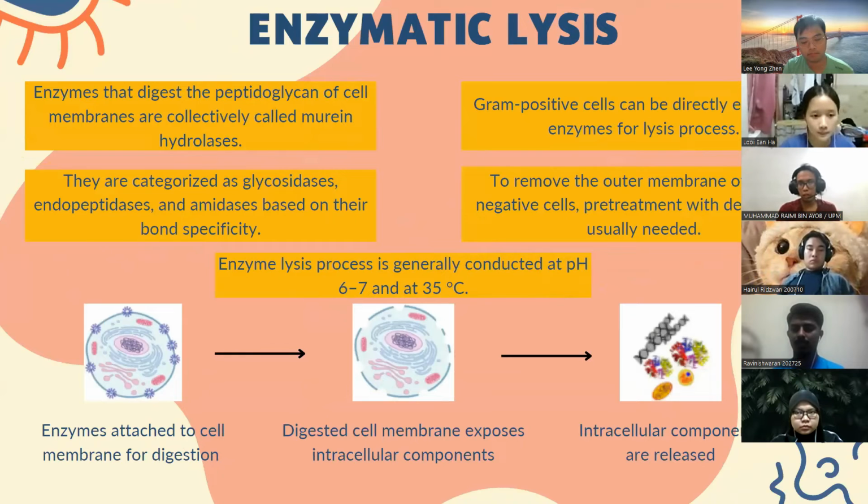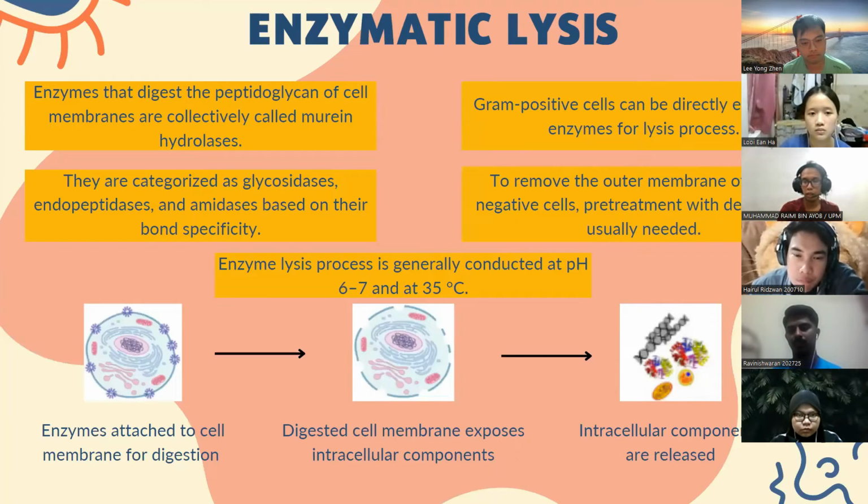Okay, thank you, Ms. Lui. I will talk about enzymatic lysis. Basically, enzymatic lysis is a lysis process that utilizes enzymes to break down the cell membranes. The enzymes that digest the peptidoglycan of cell membranes are collectively called murein hydrolases. They are categorized as glycosidases, endopeptidases, and amidases based on their bond specificity. Gram-positive cells can be directly exposed to enzyme for lysis, but gram-negative cells need to be pre-treated with detergent first before exposing to enzymes.